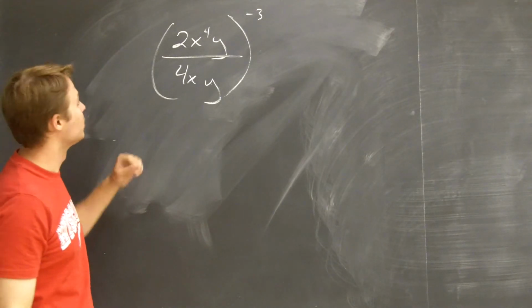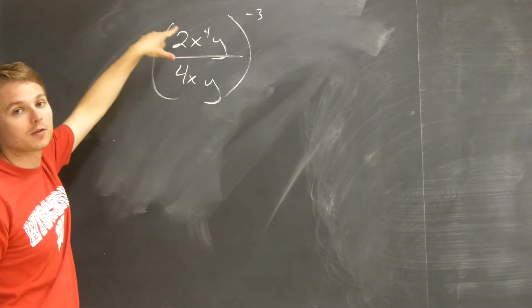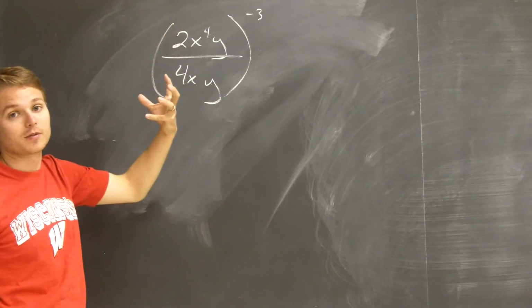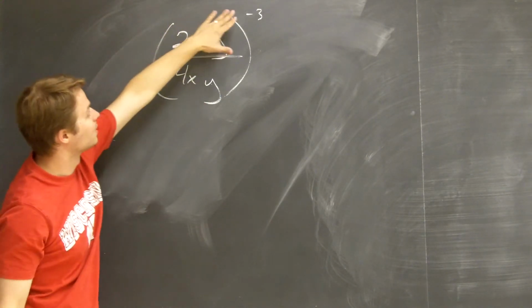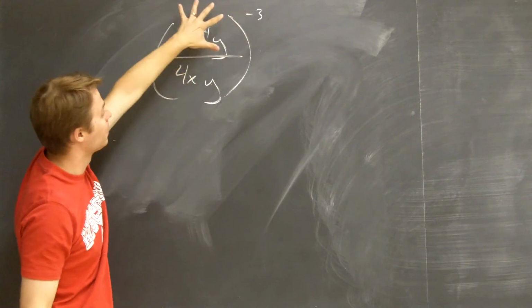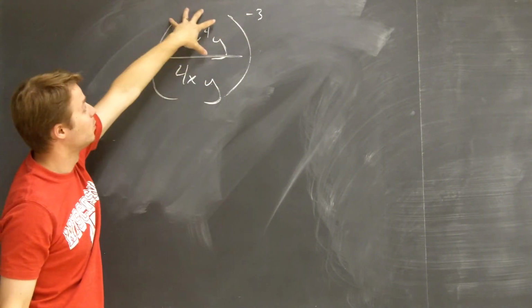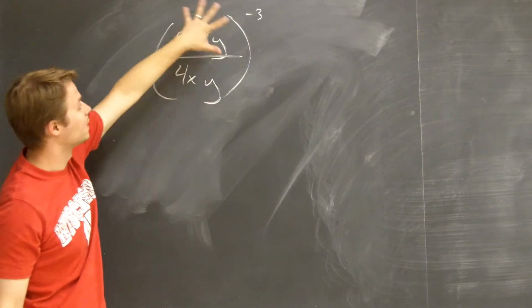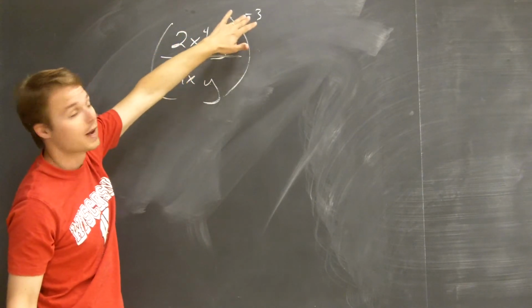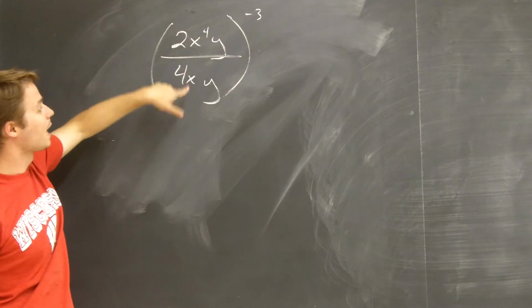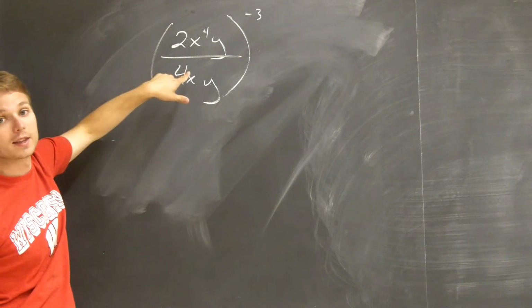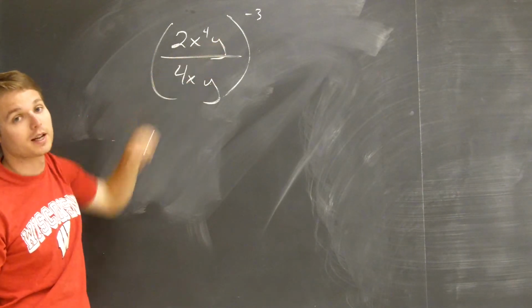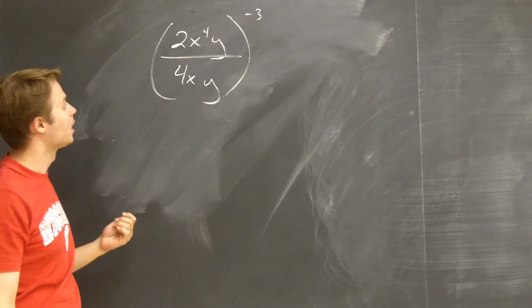The way I like to do these problems is to take care of the inside first and get it as simplified as possible. And remember, I can do that because this entire thing is to the power. It's not like these are separated, this to a particular power and this to a particular power. It's this entire fraction all to a power. So I can actually take care of simplifying things in this fraction first and then apply the negative 3, and it'll make my life a lot easier.